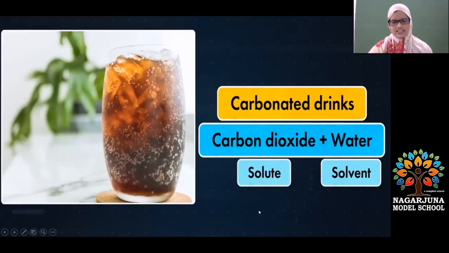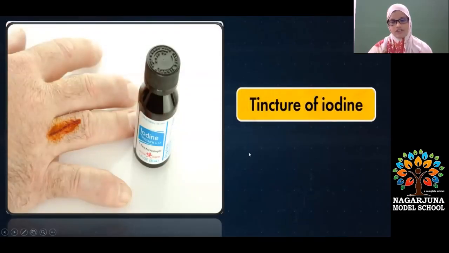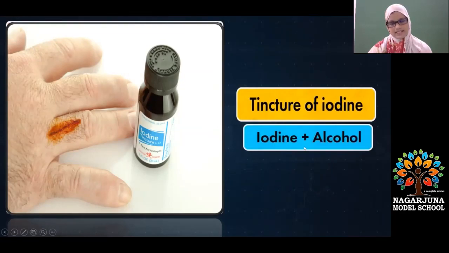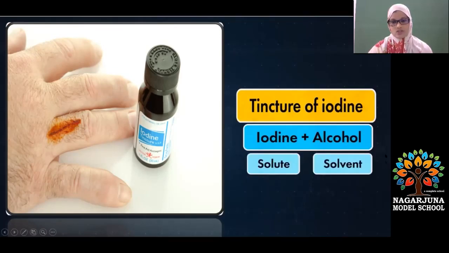Let's take the third example. Tincture of iodine. Tincture of iodine is used to apply on wounds. It is made up of iodine plus alcohol. Try to find which one is solute and which one is solvent here. Yes, iodine is a solute, alcohol is solvent. Okay, you know the reason why it is solute and why it is solvent, correct?